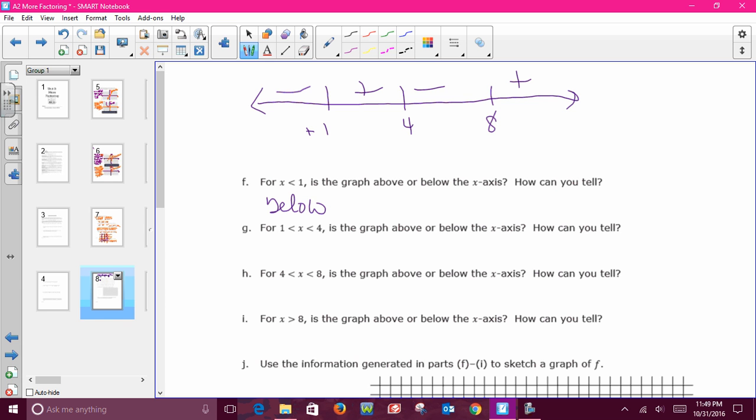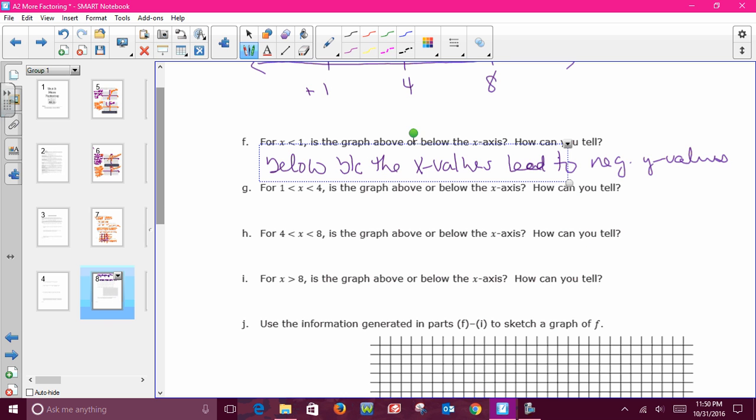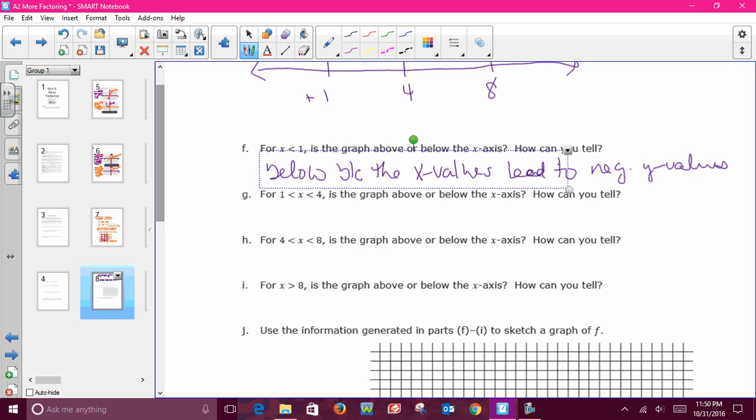So because the x values lead to negative y values. So between 1 and 4, our number line is positive. So that means this would be above the x-axis.